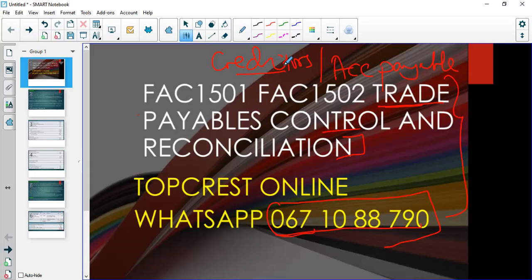Now, the distinguishing factor is that these are our service providers on a day-to-day basis. It's not like a loan that we get from a bank, because the bank is not providing us a loan every week or stuff like that. It's not part of our operations. All right. So trade payables or creditors or accounts payables is part of our day-to-day operations.